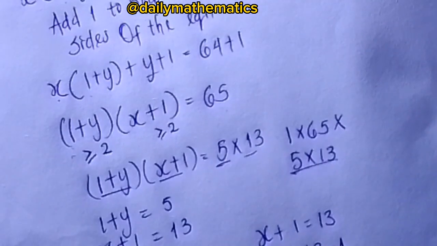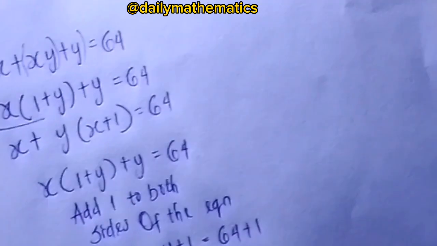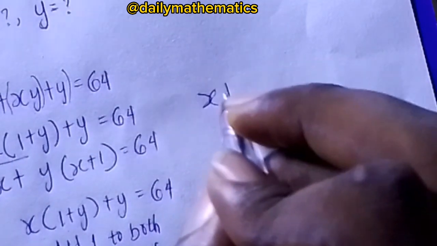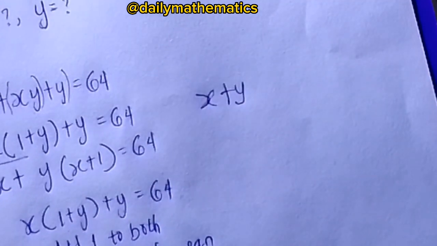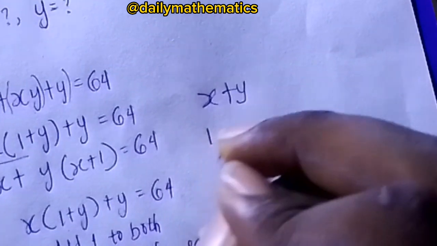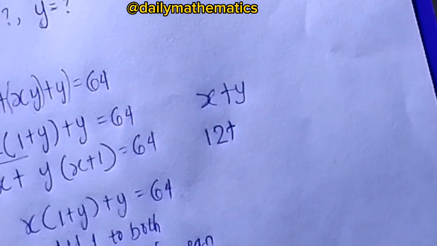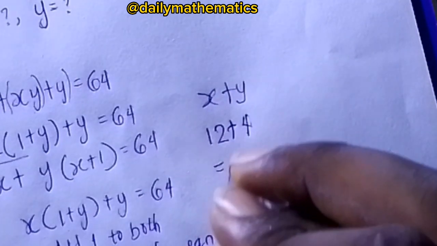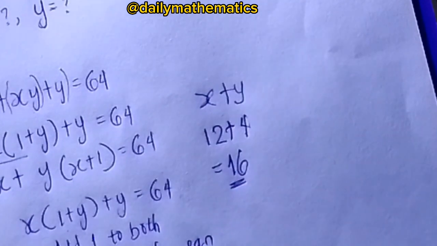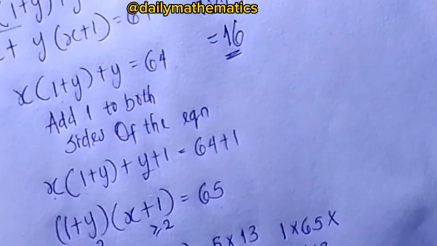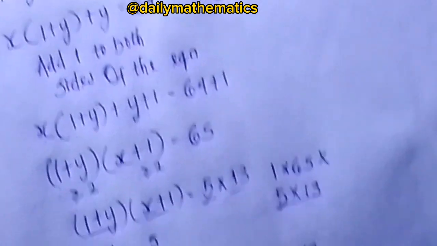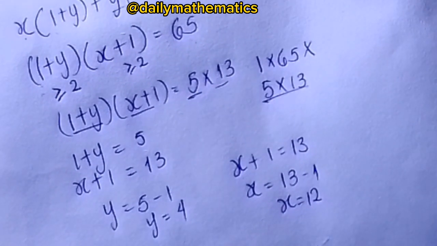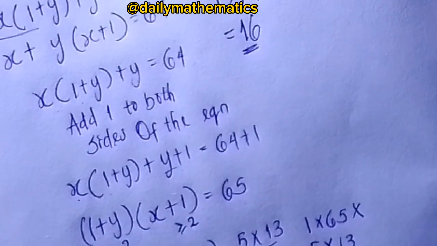Now let's add both, since we are to add x plus y. x was 12 and y was 4, so 12 plus 4 gives us 16. That is the value of x plus y, with x equal to 12 and y equal to 4. That brings us to the end of the question.